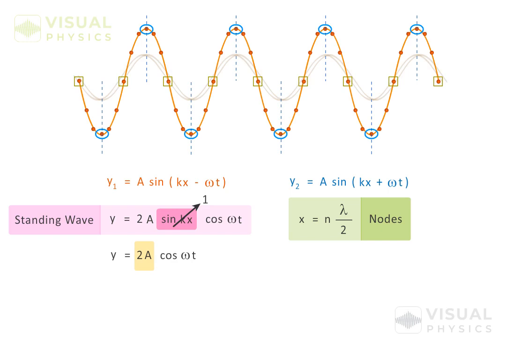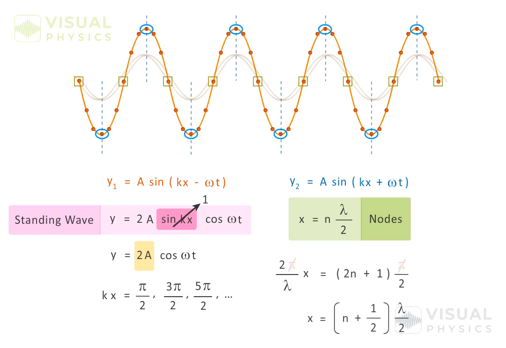And this happens at positions where kx is equal to pi by 2, 3 pi by 2, 5 pi by 2, etc. That is, for kx equal to (2n plus 1) into pi by 2. Solving this equation, we get the position of antinodes, which, as expected, are in the middle of nodes.